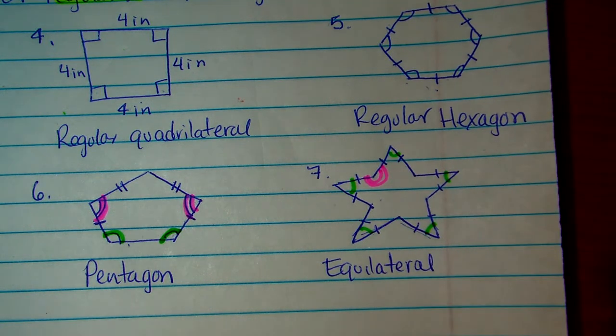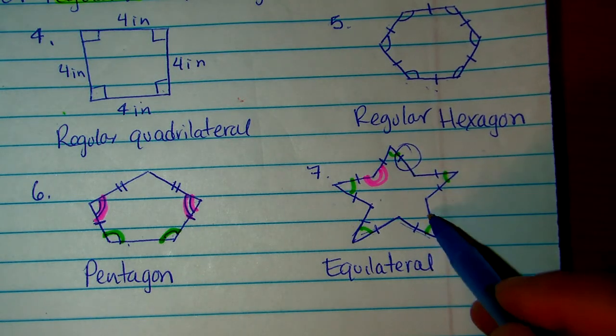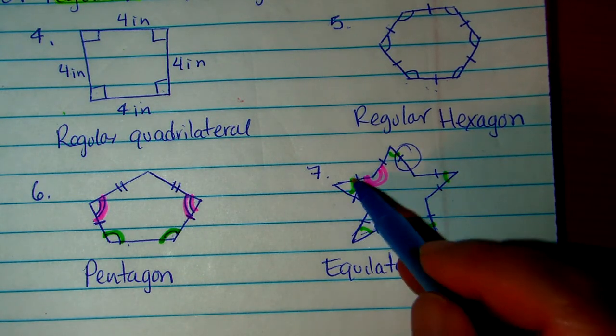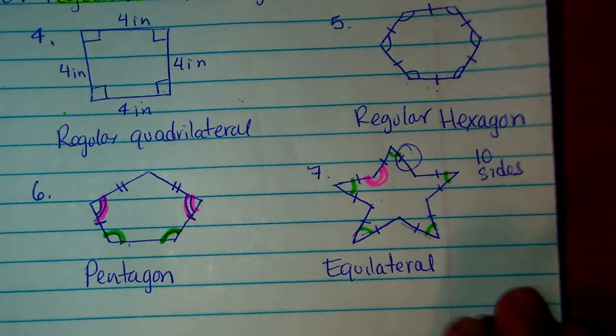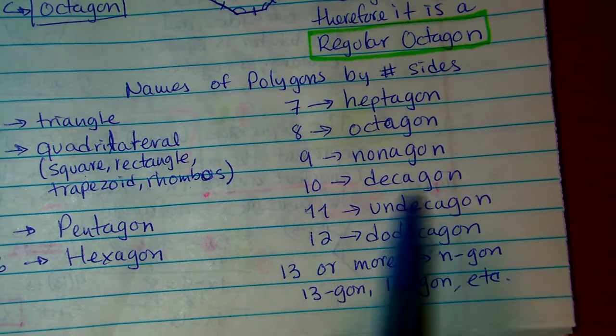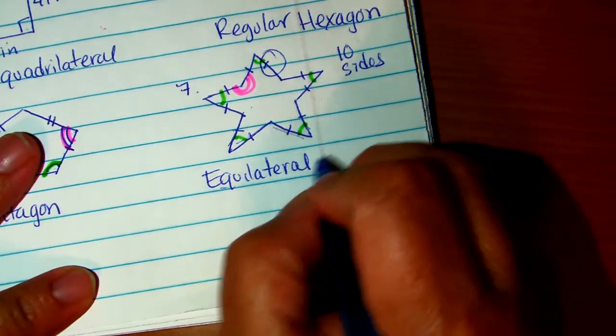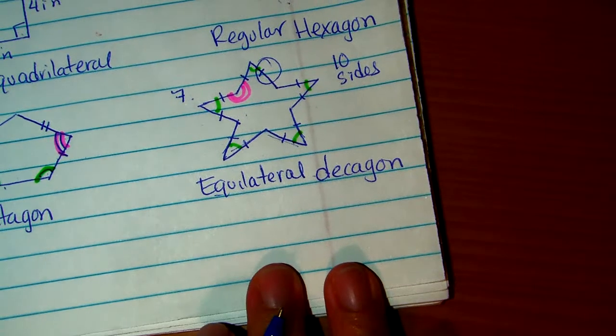Equilateral. And how many sides do we have? If I start counting here, we have 1, 2, 3, 4, 5, 6, 7, 8, 9, 10. We have 10 sides. If we go over here to the names of the polygons, right here, if it has 10 sides, it's called a decagon. So this little star over here, it's an equilateral decagon. Okay? All right.